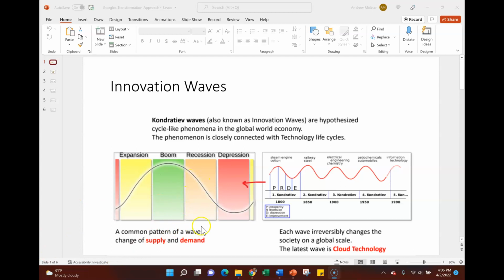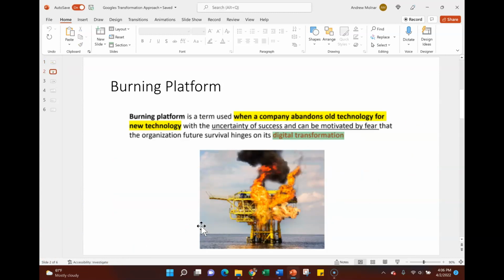technology, then we want to make sure that we have an understanding of the burning platform. So the term burning platform is used when a company abandons old technology for new technology. And of course, there's an uncertainty of success. And perhaps we're motivated by fear along the way. Maybe fear of the organization's survival, and that it may depend on a digital transformation to survive the next wave.